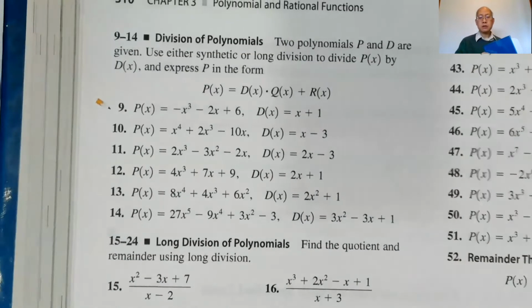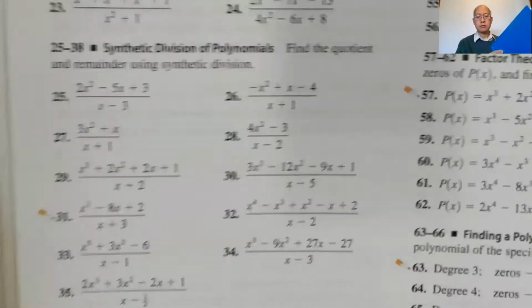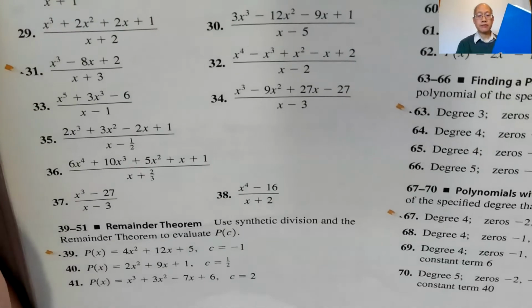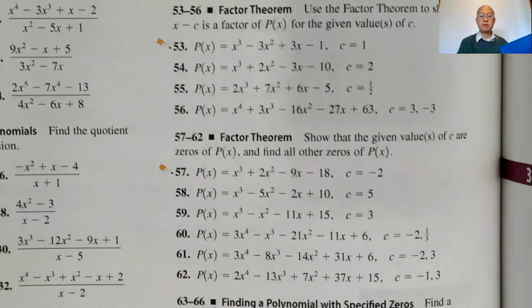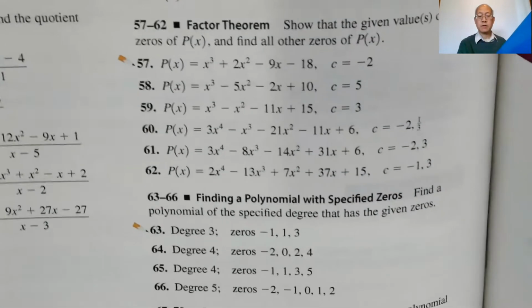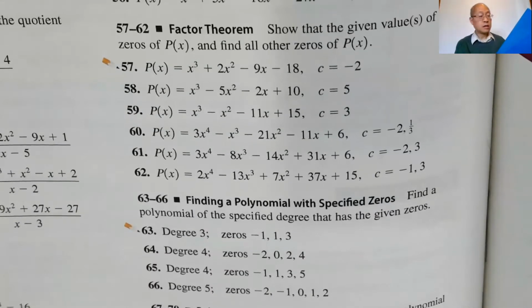Next page. Long division. Synthetic division. So read what the text has about synthetic division. That's up to about 41. Gives you up to 51. 53, 61. Okay, and that's up to 65, which is as far as we had to go. All right.